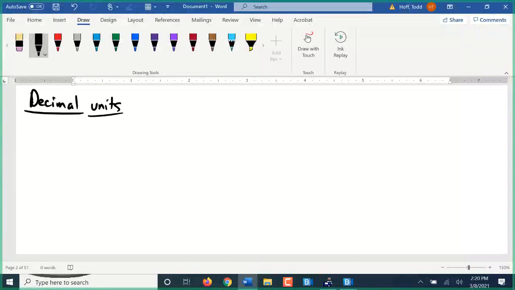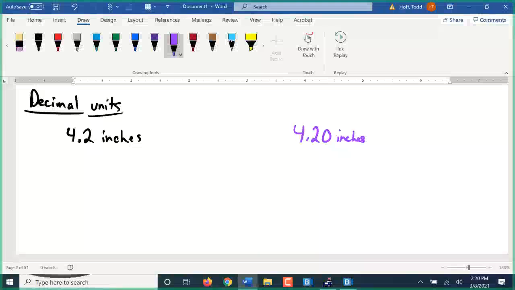Decimal place is going to tell us something. If I tell you that something is 4.2 inches, or if I tell you that it is 4.20 inches, that's saying the same thing. Well, mathematically, yeah. 4.2 and 4.20 are the exact same number. That 0 at the end adds no value. But measurement-wise, there is a difference. There's an implication about that degree of precision.